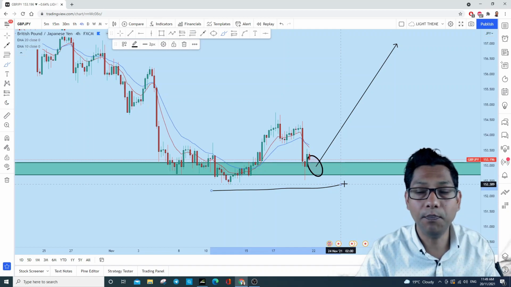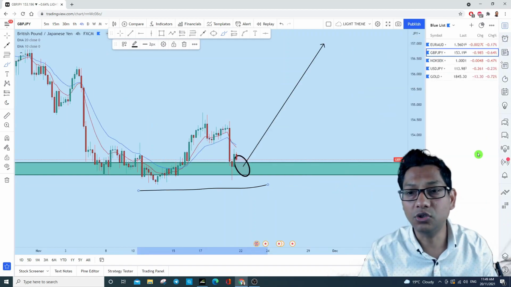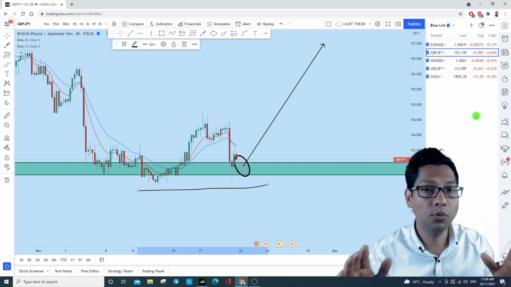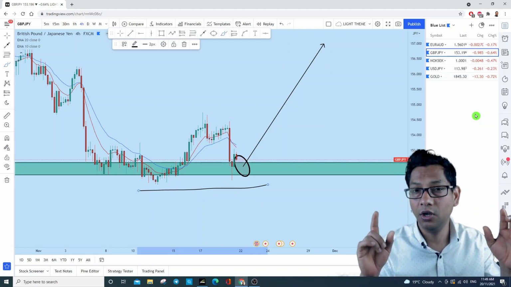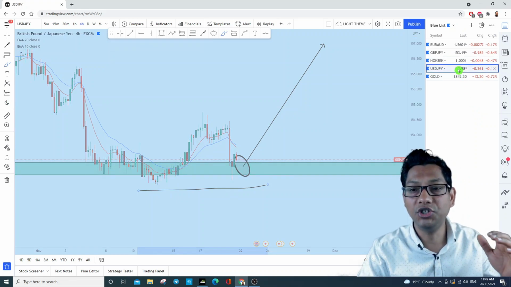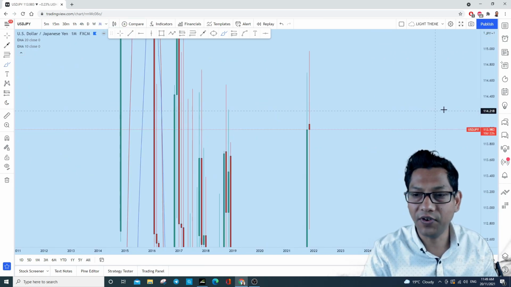Now let's jump on to another currency pair that we will be looking to trade next week, which is dollar yen. At last we will do gold, so make sure you watch till the end to see how gold might behave this week. Now let's jump on to dollar yen first of all on the monthly time frame.